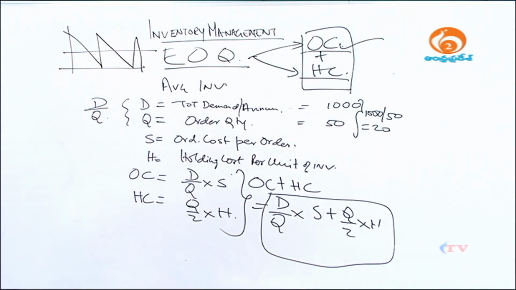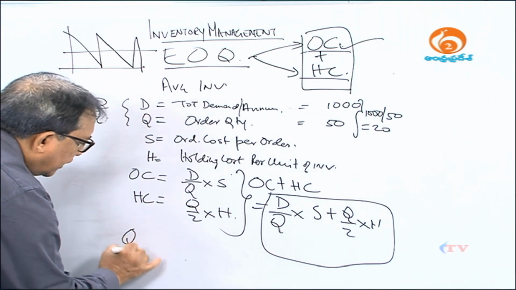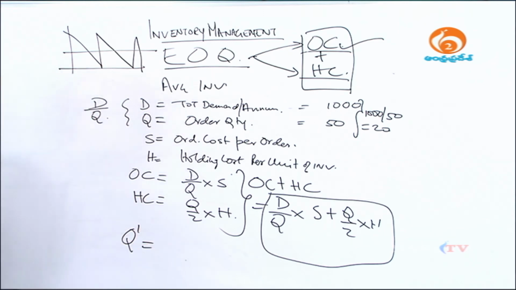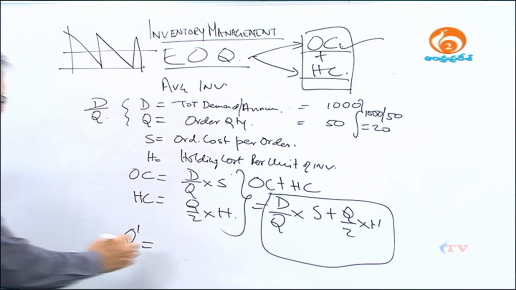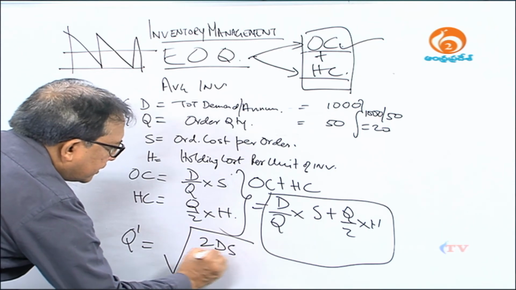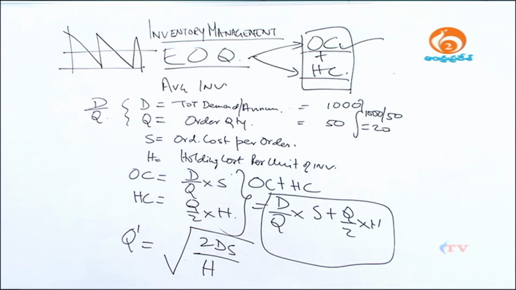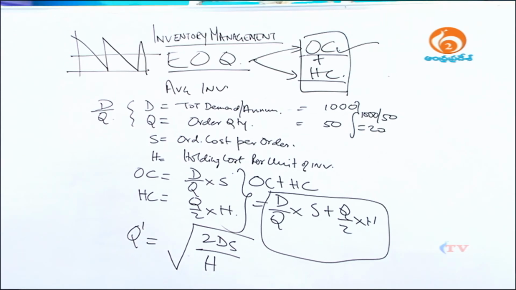If I use the derivative, I will get what is called Q dashed, that is my optimum order, which is root over 2DS by H. We are not going to go into the derivative, we will not discuss the derivative. So, it is root over 2DS by H.